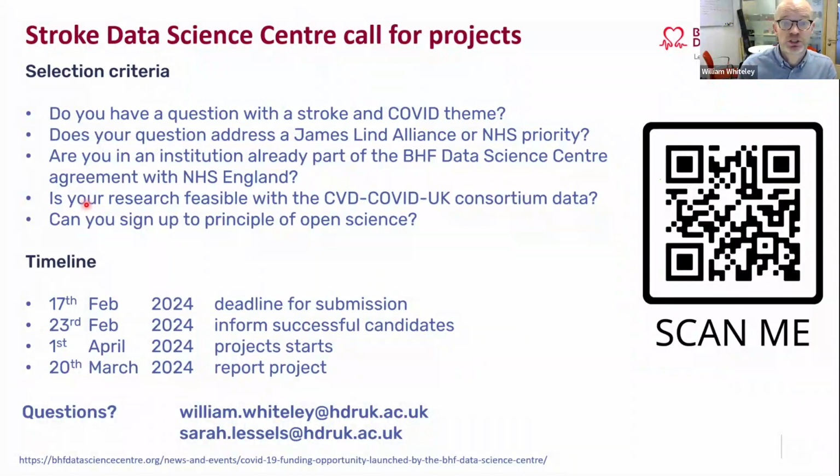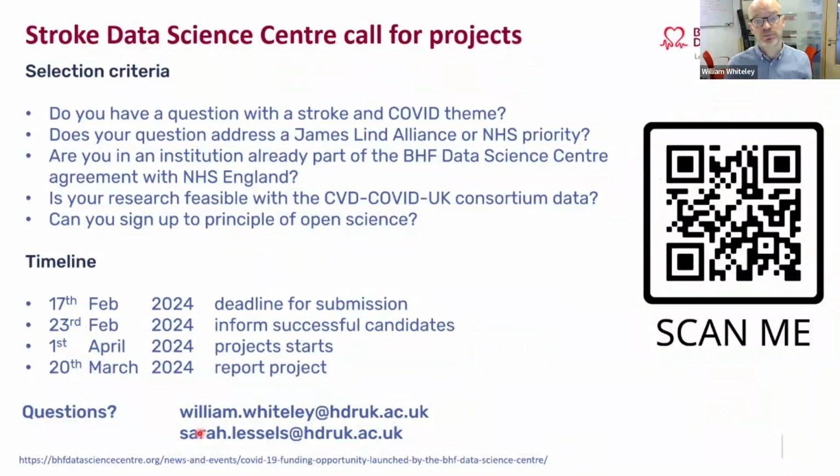You need to be in an institution that's already part of the BHF Data Science Centre agreement with NHS England. And if you look at the call for projects by scanning this QR code, you'll see where those places are. You'll need to make sure your research is feasible with the CVD COVID UK consortium data, which is the linked data that I've been describing to you. If you've got any questions, just email myself or Sarah. And you need to sign up to the Principles of Open Science, which I hope all of you would do anyway. The timeline is quite short.